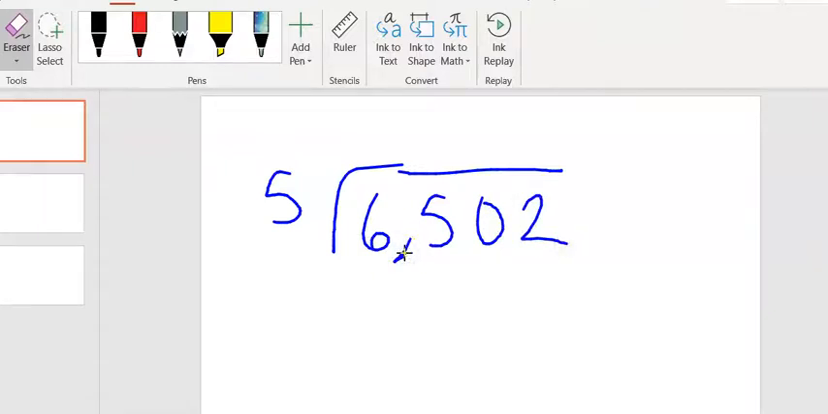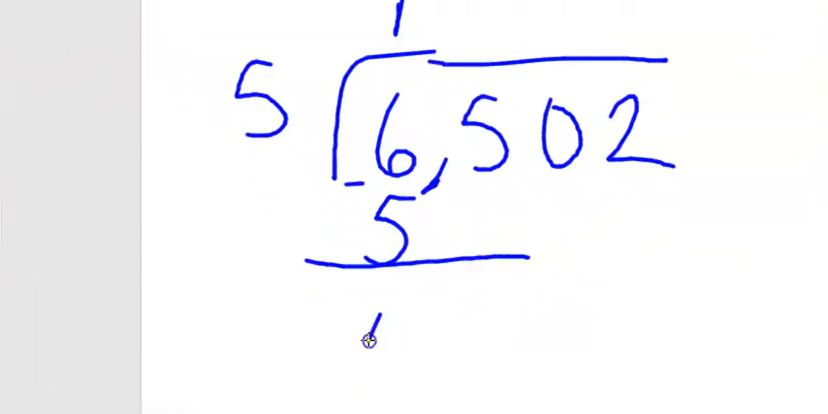Now, we're going to look at this. We're going to say, how many times can 5 go into 6? Well, it can go in there 1 time, right? 1 multiplied by 5 is 5. So now we're going to subtract that number. 6 subtract 5 gives us a 1, right, kiddos?